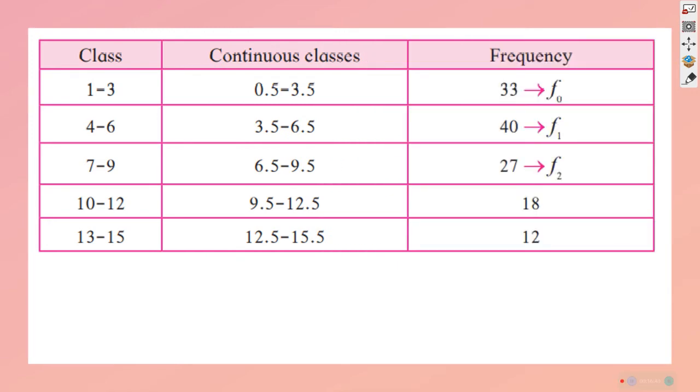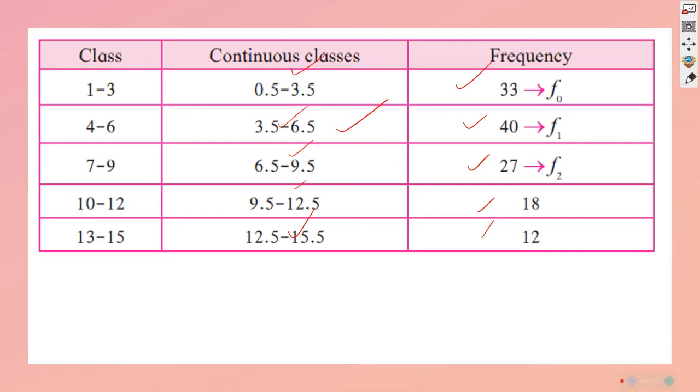So we will rearrange the data like before, that 1 to 3 will be written as 0.5 to 3.5, 4 to 6 as 3.5 to 6.5. So we made a rearrangement. Accordingly, we changed the frequency also, because it is not affecting it. That's what we learned earlier. So from the above data, the modal class is 3.5 to 6.5. Understood? 3.5 to 6.5. That is the modal class.